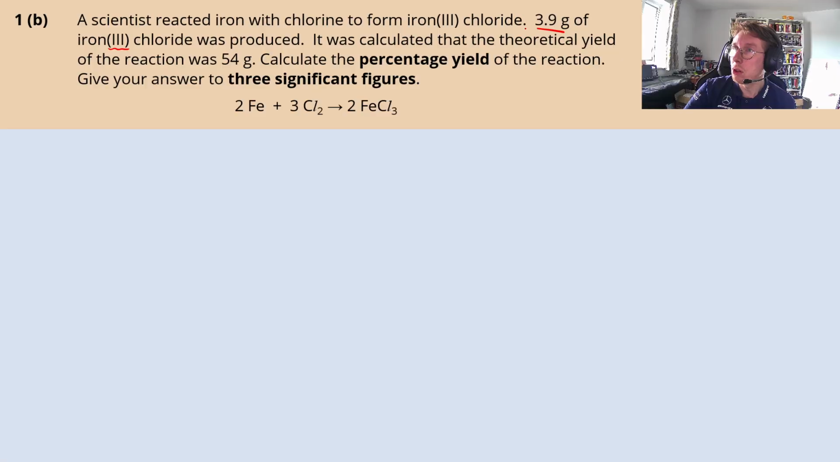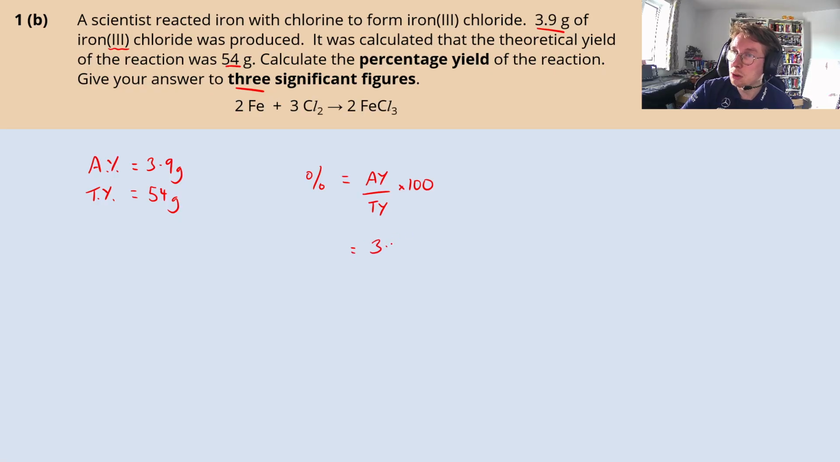So 3.9 grams, that is our actual yield. So I'm going to write that in just there. And it's already been calculated for us that the theoretical yield is 54 grams. So I'm going to write theoretical yield, TY, is 54 grams. We need to calculate the percentage yield of this reaction. Again, we're giving our answer to 3 significant figures. So percentage yield is going to be equal to actual yield over theoretical yield multiplied by 100.